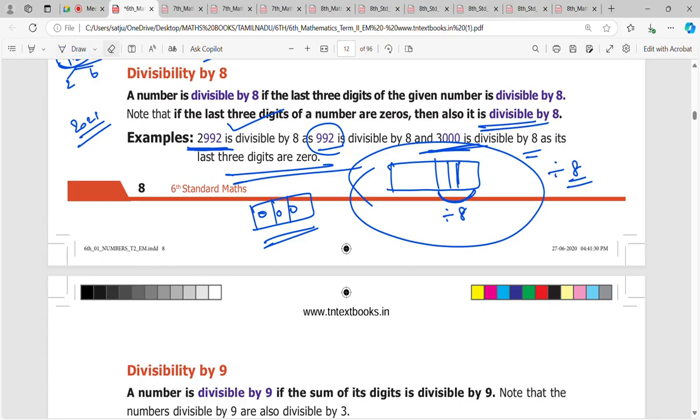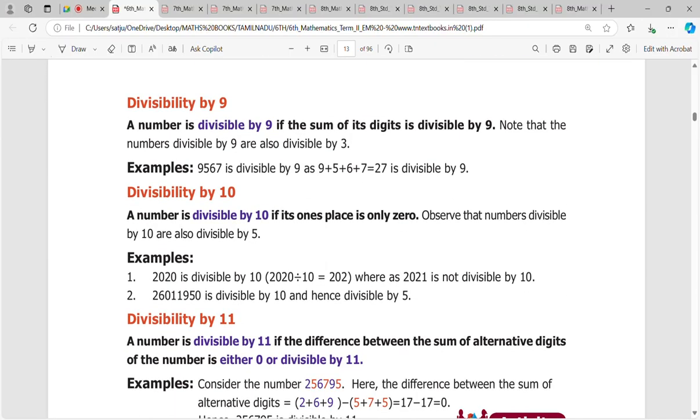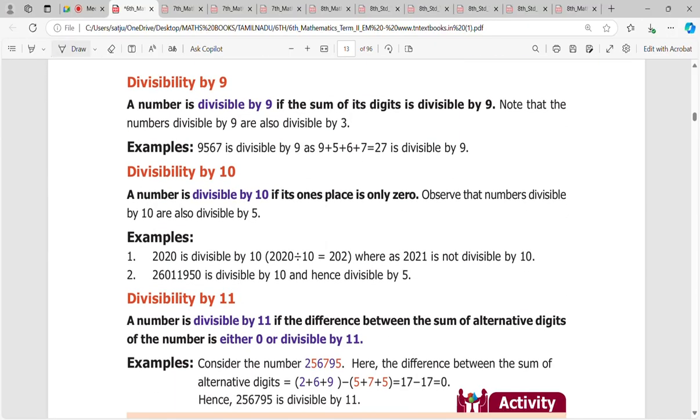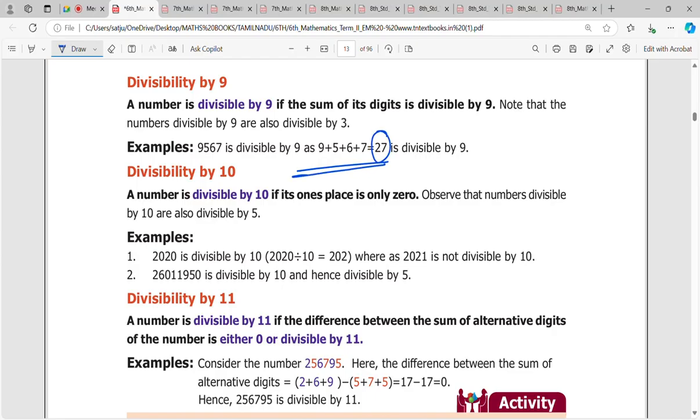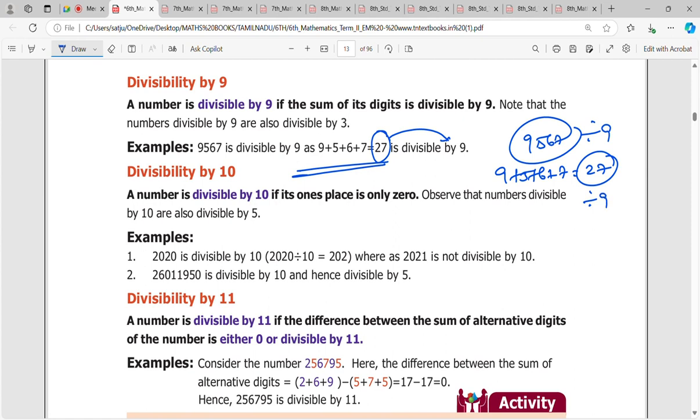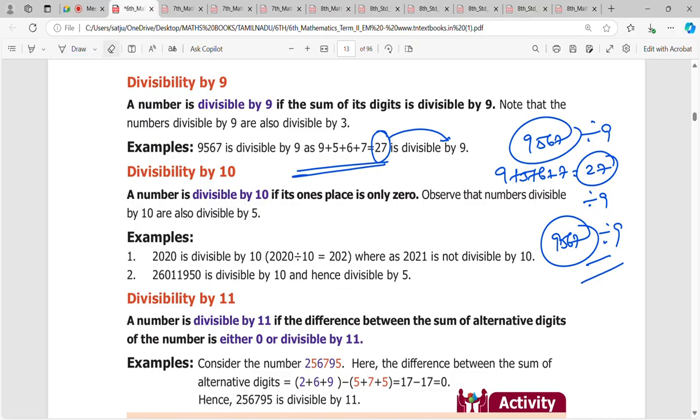Next here, divisibility by 9 applies the same concept as divisibility by 3. If the sum of the digits is divisible by 9, then the given number 9567 is divisible by 9. This is the logic behind it: 9 plus 5 plus 6 plus 7 becomes 27. This 27 is divisible by 9, which means that 9567 is also divisible by 9. So this is a very important note you need to take here. Next.